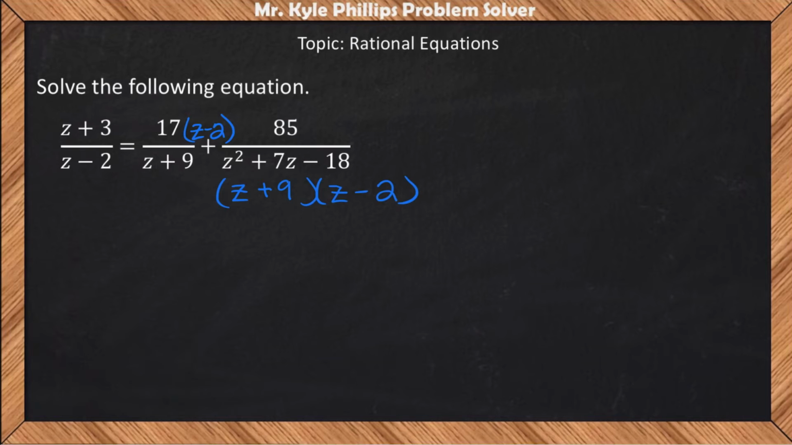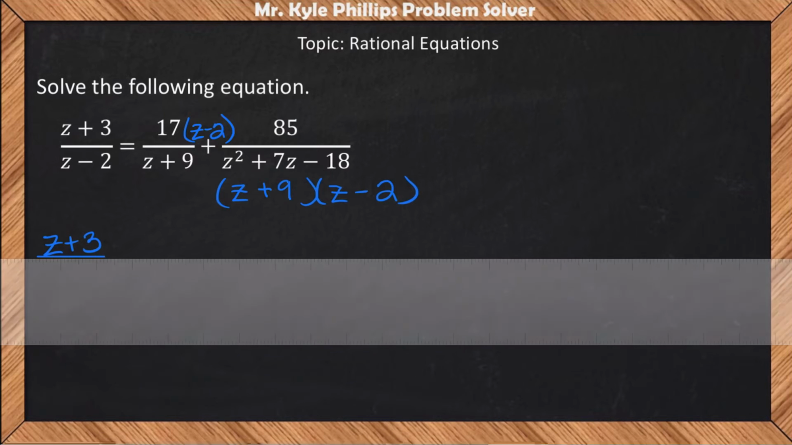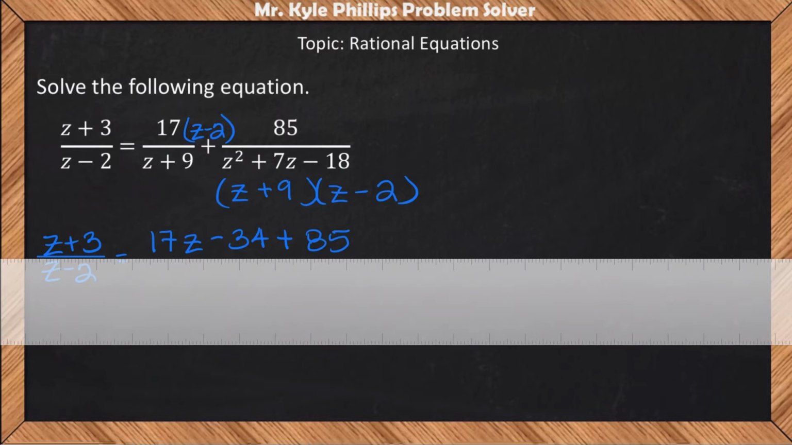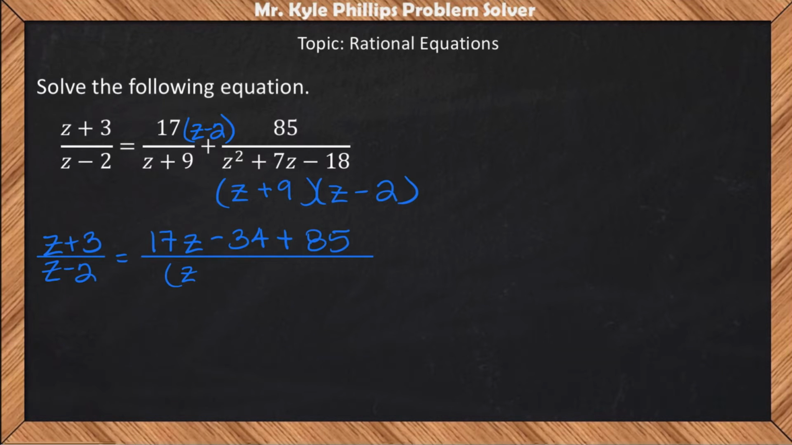So what we'll have now is z plus 3. This will all be over z minus 2. This will equal 17 times z, times 17 times negative 2, and then I can add the 85, and this will all be over my common denominator of z plus 9 and z minus 2.